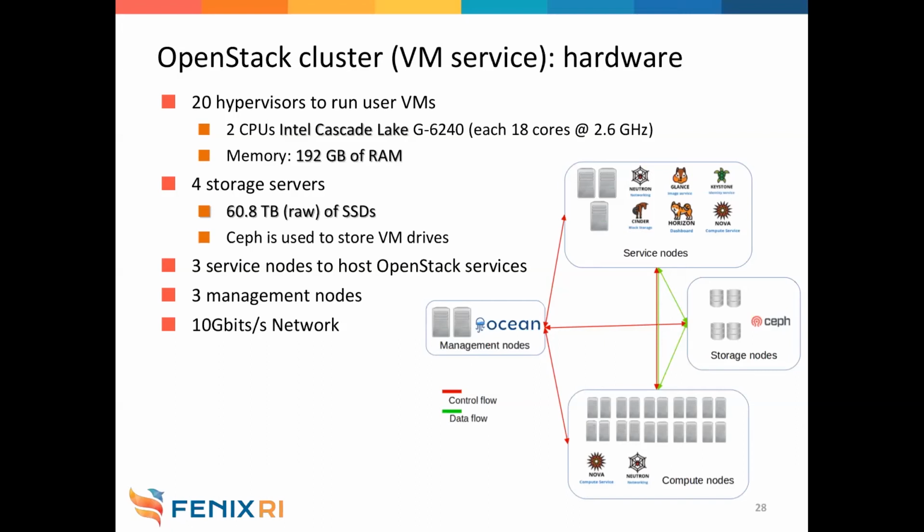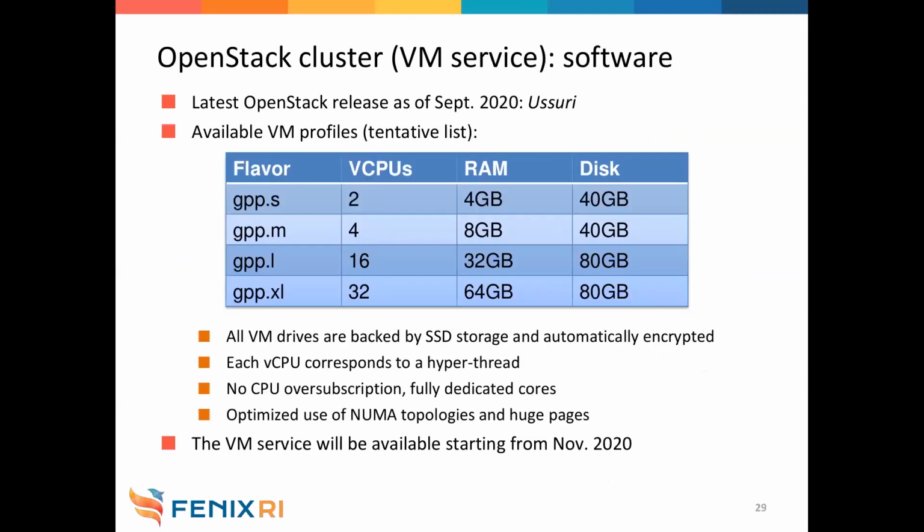There are 4 storage servers to provide local storage to the virtual machines. There are 60 terabytes of SSDs available for that. We use Ceph to manage these drives. And there are other service nodes to run OpenStack services, management nodes, and the cluster has a 10 gigabits Ethernet network. The cluster is installed with the latest OpenStack release, just released in September, called U3.